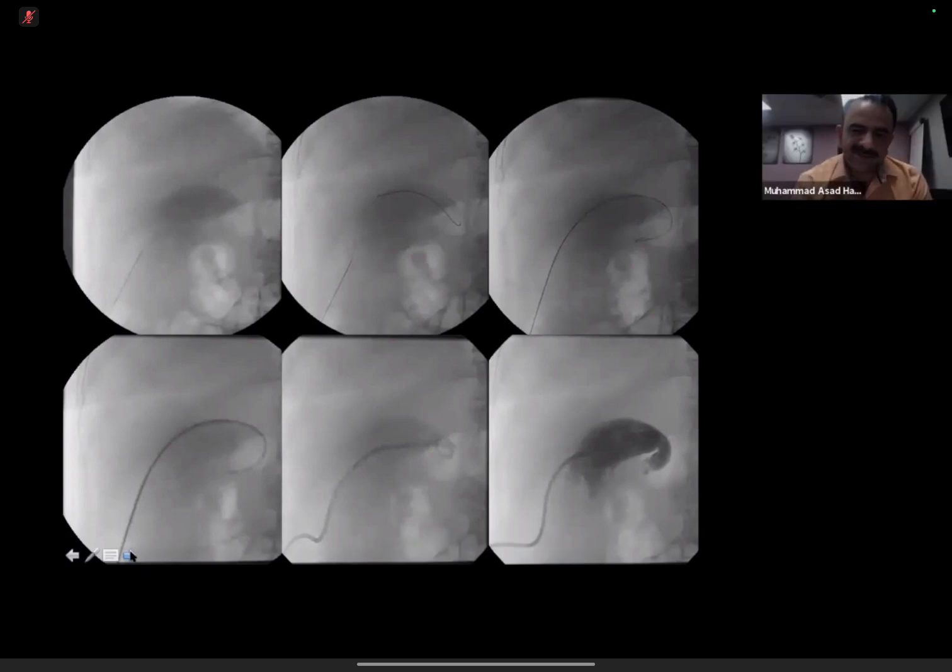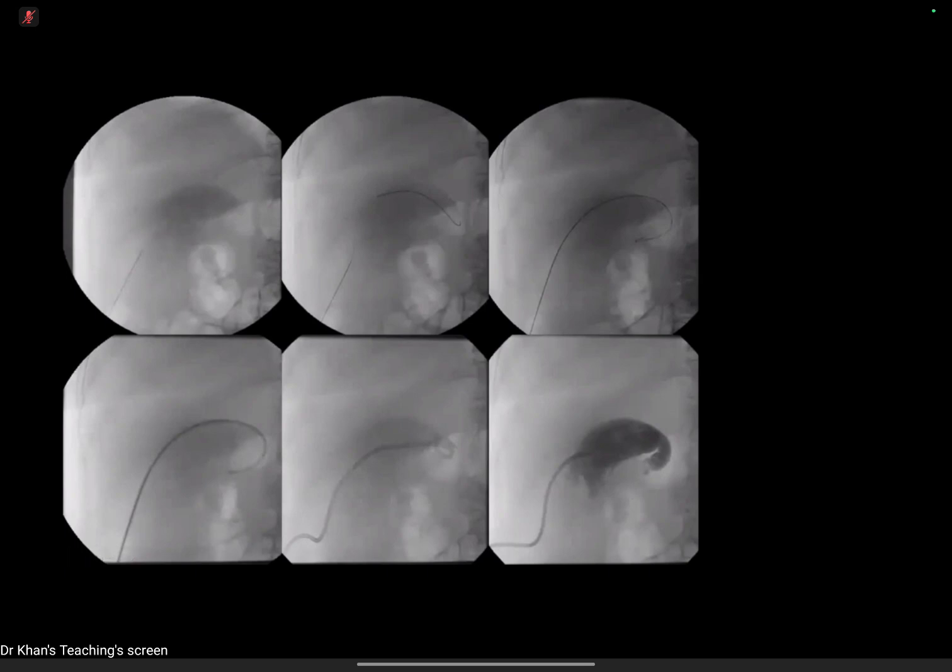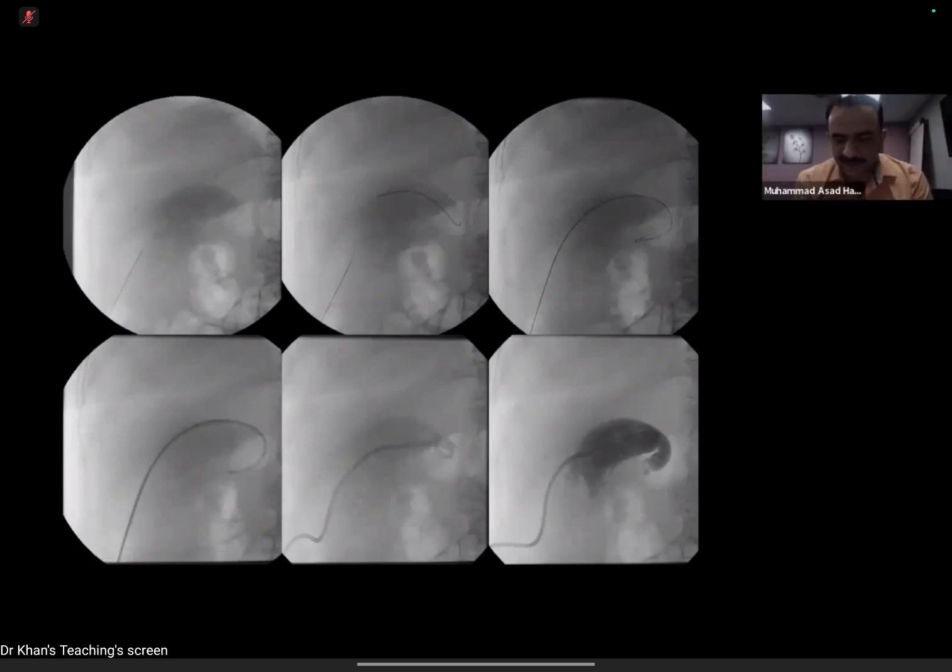As you can see, there are some filling defects. And if you look towards the periphery of the image, I think you can make out that there's a cystic duct with a filling defect right at its end. Yeah. Okay, so this is a cholecystostomy which has been performed.